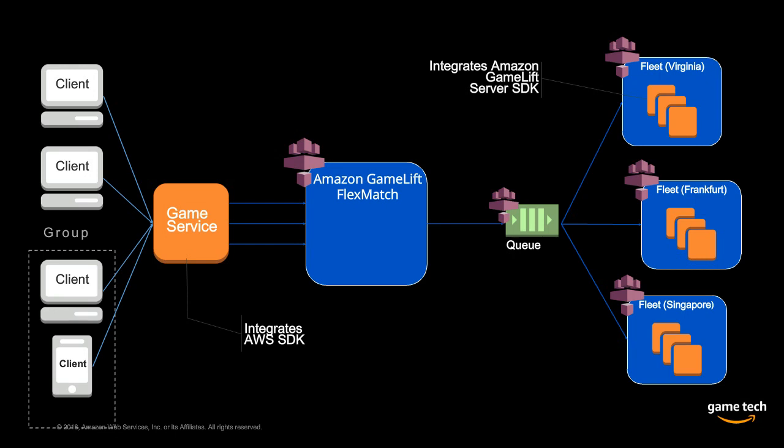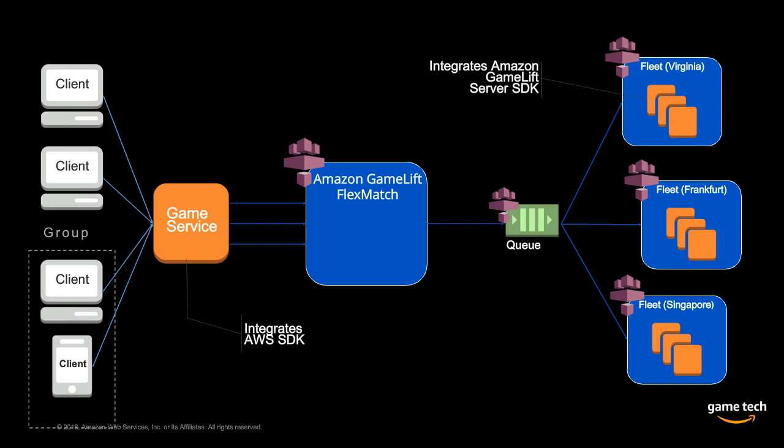There's actually priority. So you can say, well, actually, I'd prefer people to play in Virginia or Frankfurt or Singapore, and then have a completely ordered priority list of all of your fleets. Or you can do it based on latency, and you can have your clients essentially ping the AWS regions for latency information, and then send that information in when they make their request, and the queue itself can find that best fleet based on the latency information.